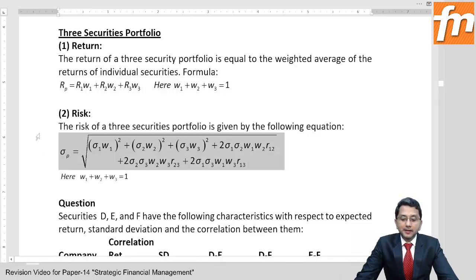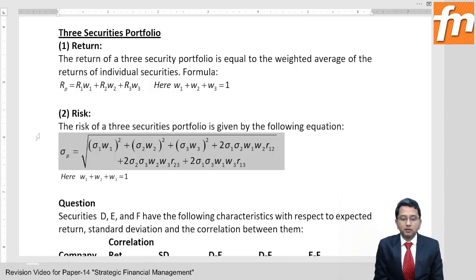Now again, just like two securities portfolio, risk of the portfolio is not equal to weighted average of risk of individual securities. Rather, you need to consider correlation also. And now there will be three correlations. A correlation between security 1 and 2, a correlation between security 1 and 3, and a correlation between security 2 and 3. That's why these three correlation combinations will be there and the formula will look very lengthy.